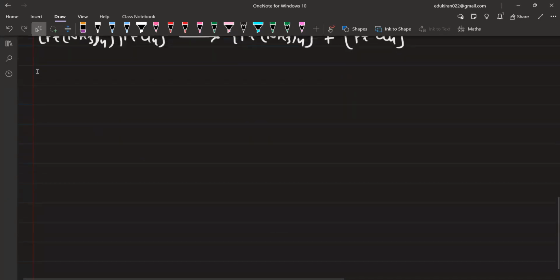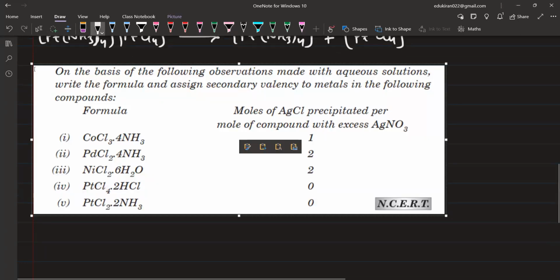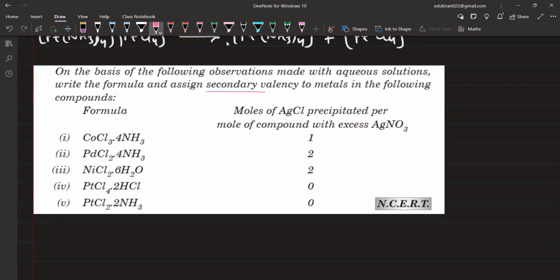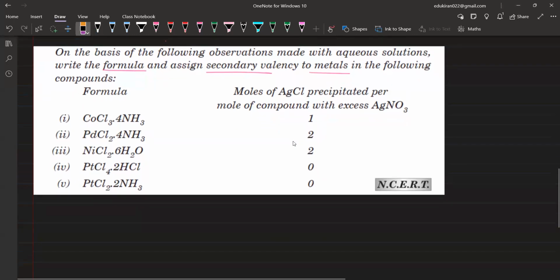Okay. See another question. On the basis of following observation made with aqueous solutions, write the formula and assign secondary valency to metals in the following compounds. तो ये आपके पास यहाँ पे आपको क्या दिया हुआ है? They have just given you the number of atoms, कितनी chlorine है, कितने NH3. You have to write the exact formula, using this information that how many moles of AgCl it is giving when reacted with AgNO3. Now in this question, tell me which one I should do. एक हम करेंगे, फिर आप लोग बाकी सारा कीजिएगा. Tell me guys, which one should I do?